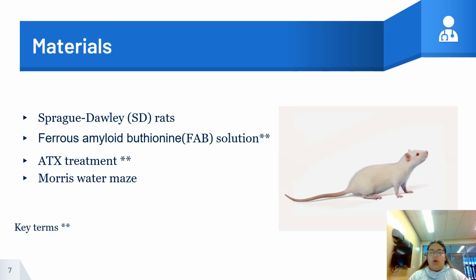The FAB solution, when injected, mimics the AD-like pathology. Therefore, when injected into a rat, it makes the rat have the same or similar symptoms as those patients with Alzheimer's disease. And the ATX is the antioxidant that protects against oxidative stress, variable disease, and age-related degenerations. I will be referencing the ferrous amyloid buthionine as FAB, as it's easier to say, as well as astaxanthin as ATX.